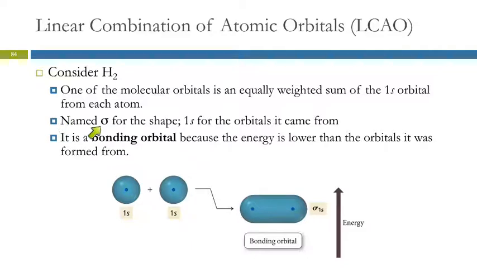It's given the name sigma for its shape. If you were to look down the end, the internuclear axis is what they call it, from one nucleus to another, it would be spherical. Okay? And this is much like the sigma bonds we saw in valence bond theory. So this is called sigma 1s, sigma because it's spherical, and 1s because it is formed from 1s orbitals. Any questions yet?